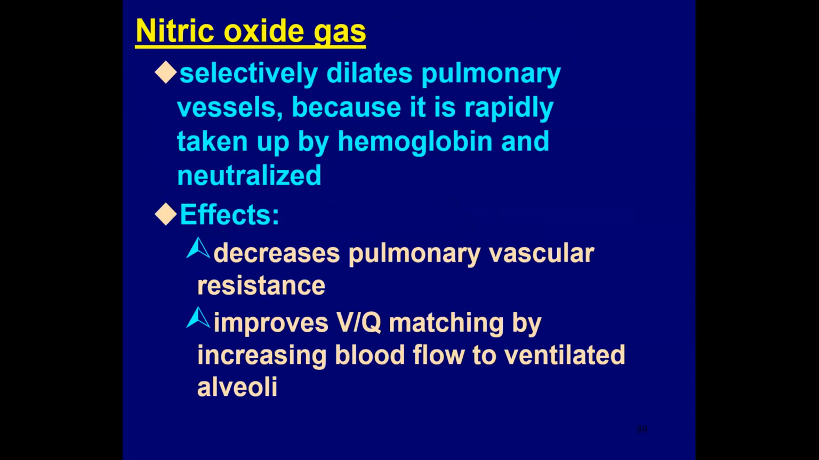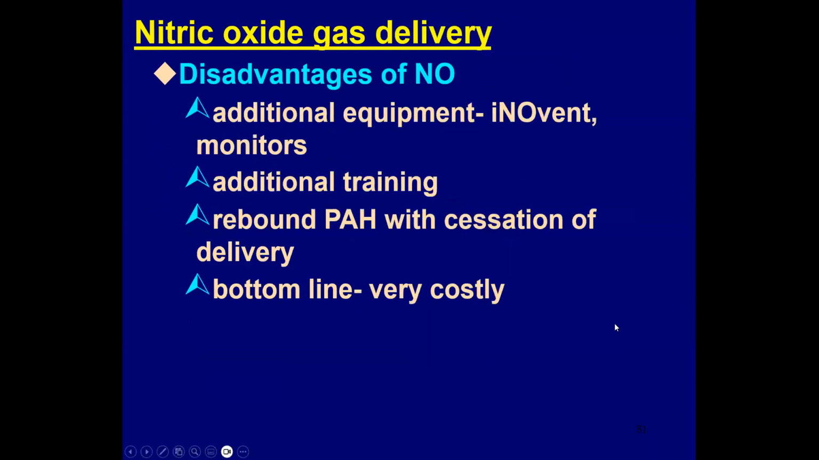Then there is nitric oxide gas. It selectively dilates the pulmonary vessels because it is rapidly taken up by the hemoglobin and neutralized. It does decrease pulmonary vascular resistance. It improves VQ matching by increasing blood flow to the ventilated alveoli. Sounds great, doesn't it? Disadvantages of nitric oxide: it requires an INOvent, additional equipment. It requires additional training. Also, if the NO is disrupted, there will be rebound hypertension. And NO is very costly.